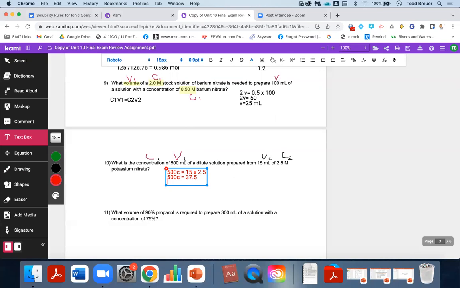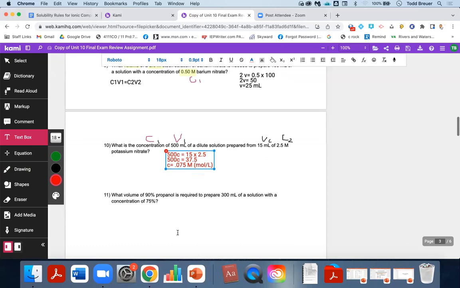So 37.5 divided by 500. That's going to give us the answer. We get C equal to 0.075, and that's a molarity, or moles per liter concentration.